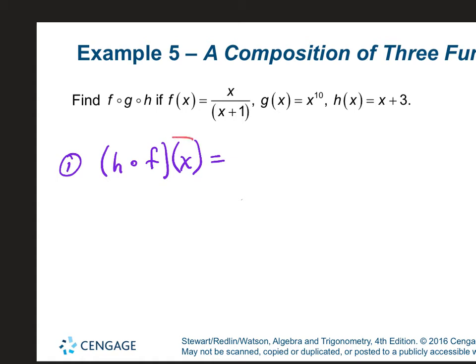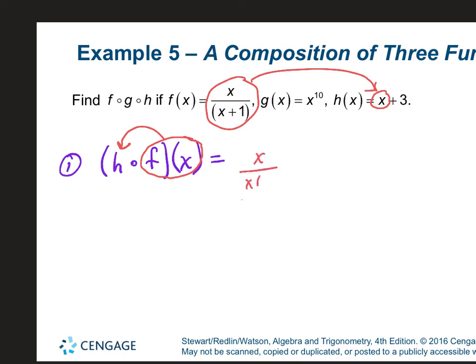What this question is saying is to take the f and do what? Plug it into the h. So I'm going to take my f function. Here's my h. I'm going to take this and plug it right there. So instead of x, what am I writing? X over x plus 1, and then what?